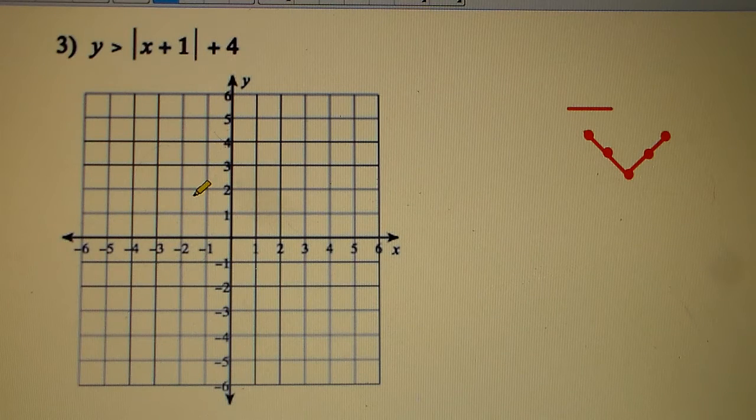Let's do another one, number 3. So first things first, we have to identify. We have y is greater than absolute value of x plus 1 plus 4. So our vertex is at negative 1, positive 4.